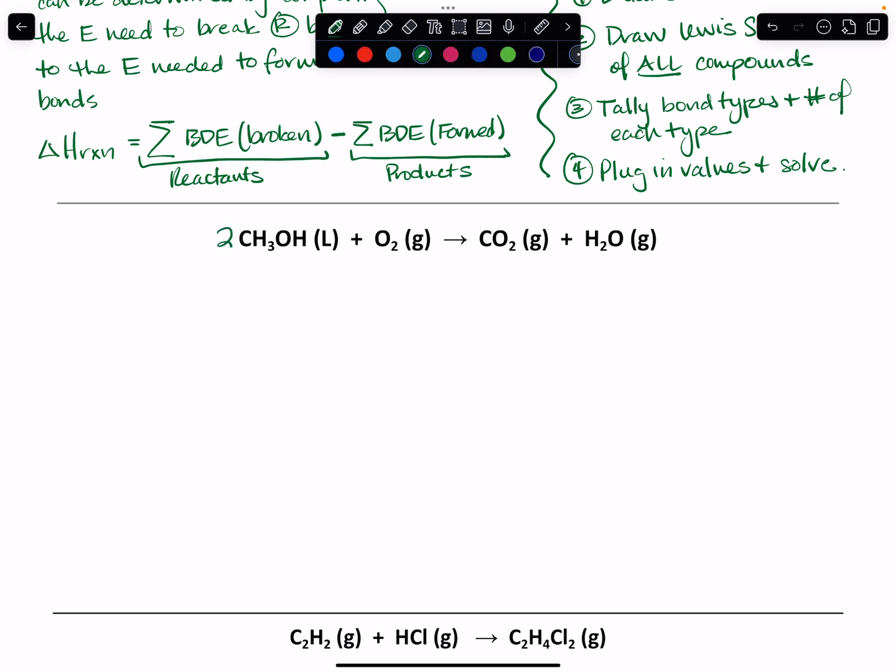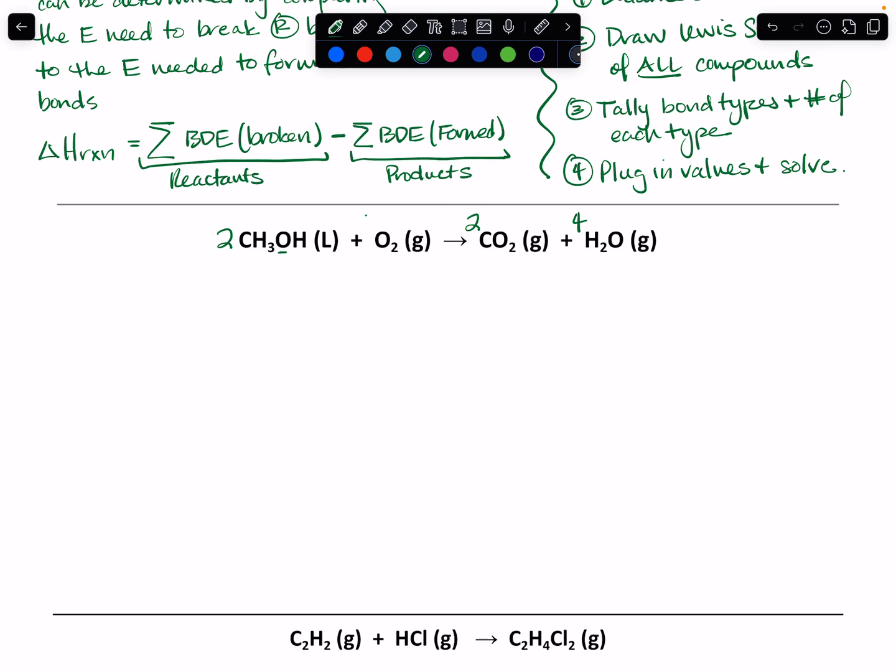So I'm going to need 2 of my first substance to get an even number of oxygens on both sides, which means I need 2 CO2s for those carbons. And now I have 6 plus 2 more, 8 hydrogens. So I'll need 4 waters, which is going to give me 4 oxygens plus 4 more is 8. 2 of them are in my methanol, which means I need 6 more, so 3 O2 molecules. So please make sure you balance first. If you don't balance first, then you are going to have a problem. So here's my balanced reaction.